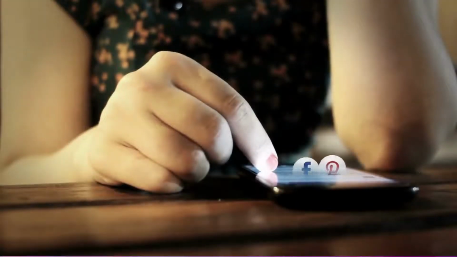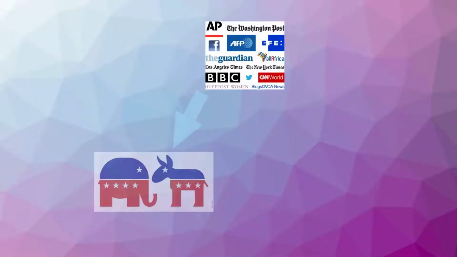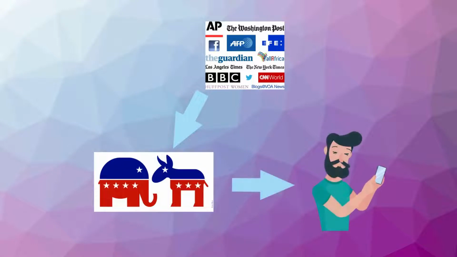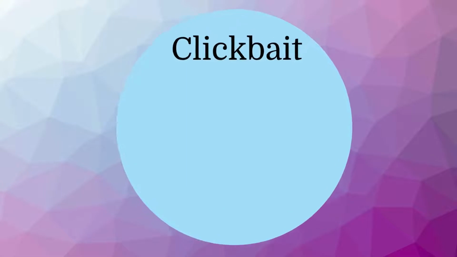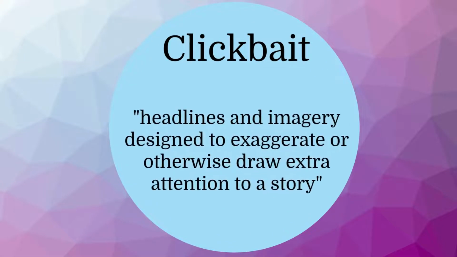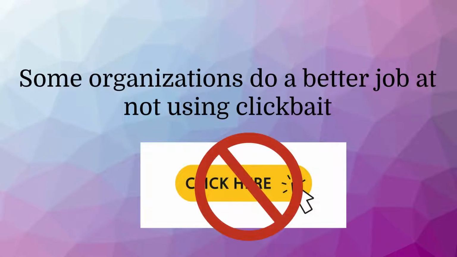Media organizations are businesses, and thus have an interest in bringing attention to their content. Some media organizations may also have political motivations in getting you to adopt a certain point of view. They might seek to achieve either of these objectives through clickbait, headlines and imagery designed to exaggerate or otherwise draw extra attention to a story. Some publications hold themselves to higher standards than others when it comes to clickbait.